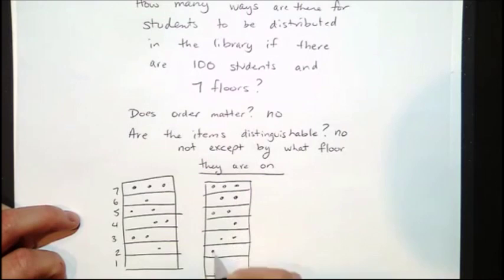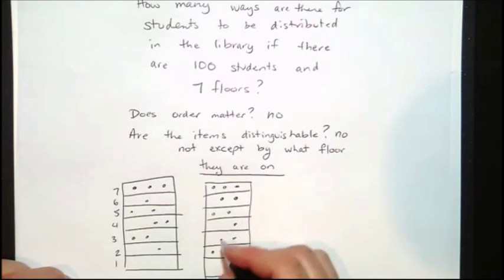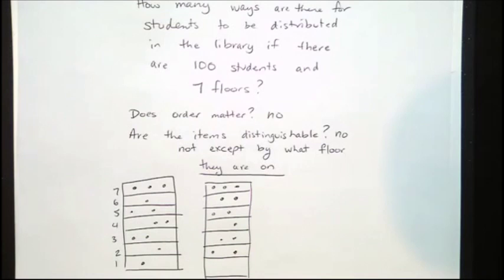So I put an extra dot there, and I took one off of there. So actually, put another dot there. So those are two different distributions of people at the library. So I've actually transformed this: I can now represent it with a string. So I've got a form, but I can represent it with a string, which is ones for all the dots in one of the floors, and then zeros for the actual floors or the dividers in between.